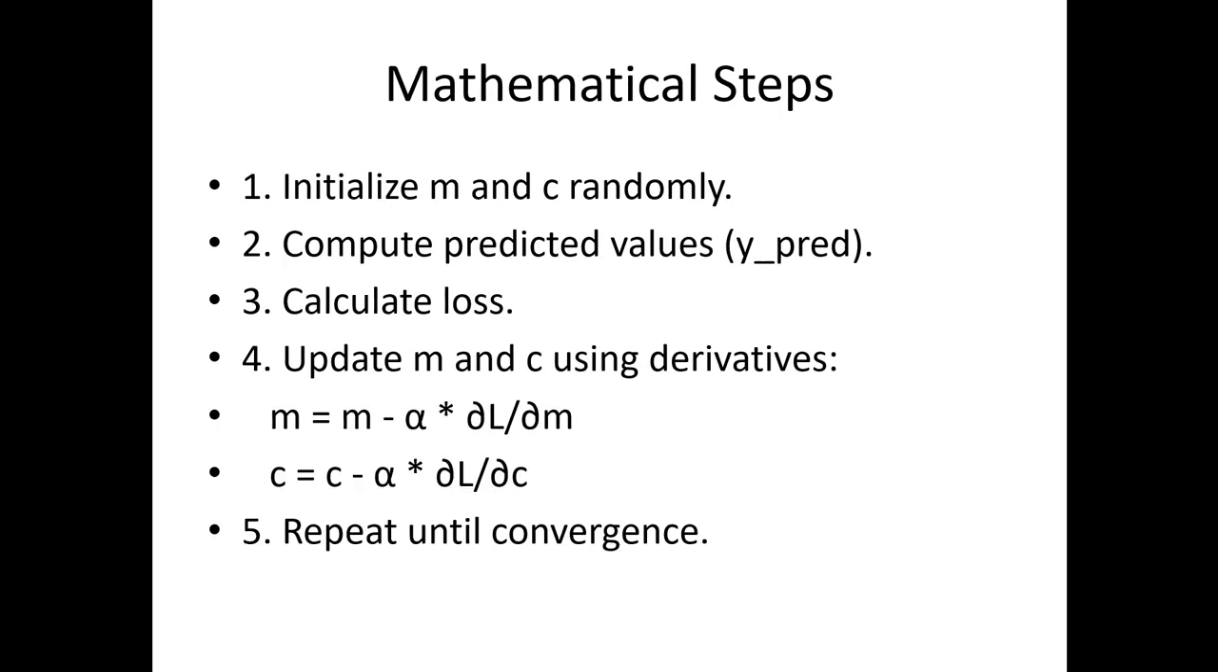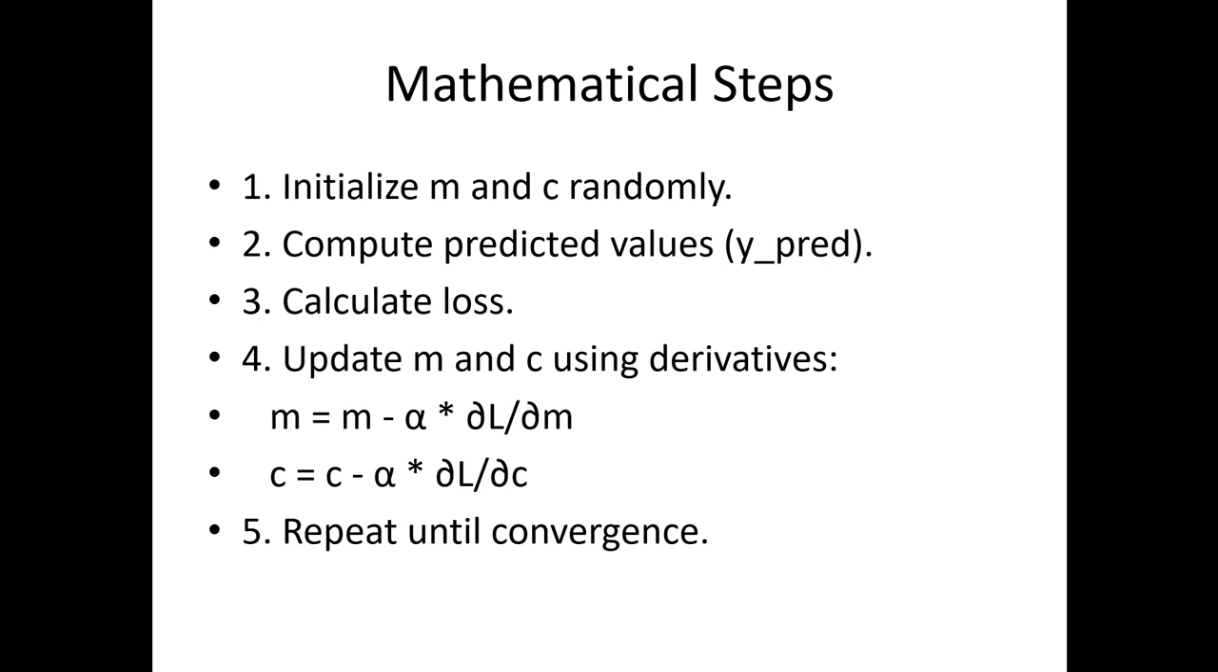Mathematical steps. Now let's understand the mathematical steps involved in gradient descent. Initialize the parameters m and c with random values. Predict the output using the equation y equal to mx plus c. Calculate the loss using the MSE formula. Update the parameters using the following equations: m equal to m minus alpha into del L upon del m, c equal to c minus alpha into del L upon del c.